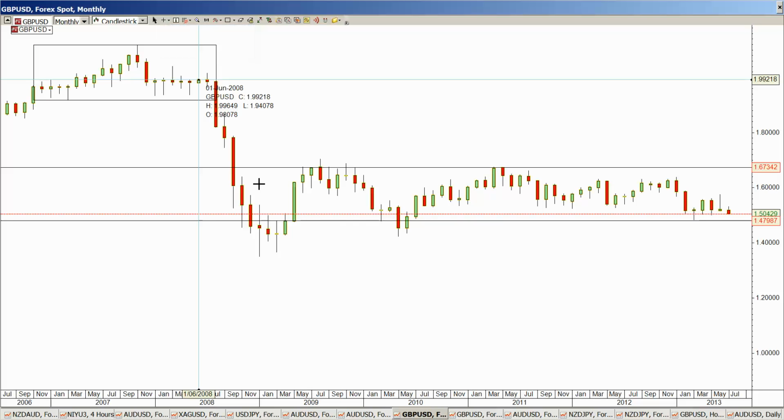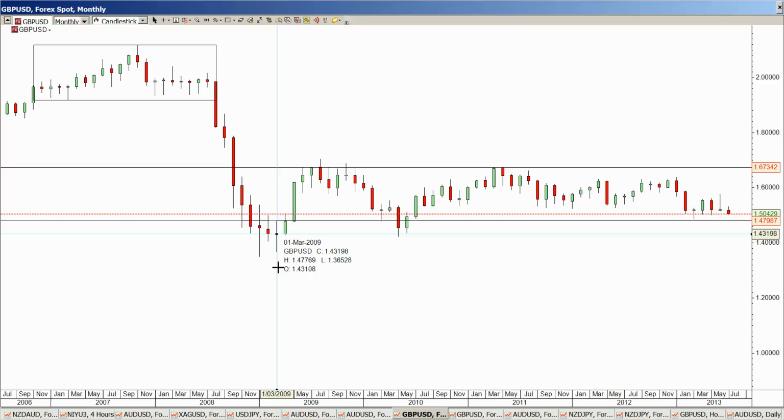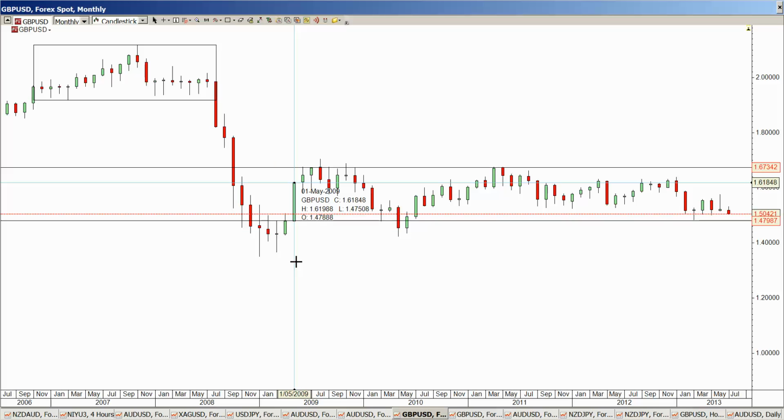It started down here in May 2009, so we've been in this range for 4.5 years. Okay, it's a big range, about 20 big figures, 1.67 to 1.47, so that's 2,000 points.